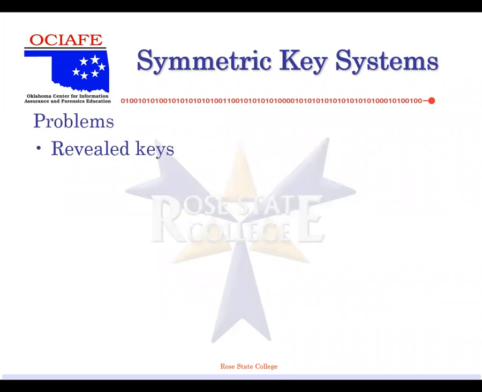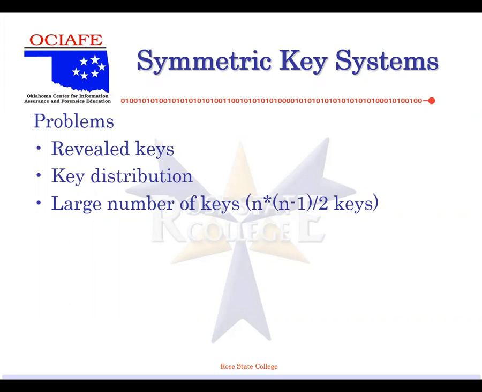There are some problems with it. First of all, revealed keys. If I have a secret key and someone sees it, well, it's no longer a secret. So that could be an issue. Key distribution. If I'm trying to get you the key, that's a problem, because what if we're not near each other? We're actually going to cover Diffie-Hellman later on, which we could use to transfer keys. There's also a large number of keys. Isn't Diffie-Hellman asymmetric? Yes, but you can use it to transfer keys. You'll see.